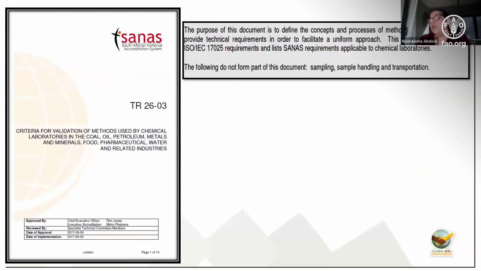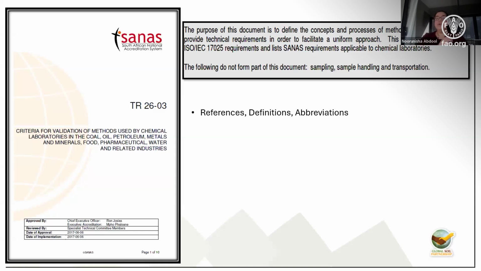I am now going to speak through. So in TR26, it gives you the purpose of the document, and it breaks down the ISO 17025 requirements for method validation. Very important, it does not handle sampling or sample handling and transportation. A lot of laboratories do not do that. It's not a service that is offered. But if you do offer it, that is something that has to be handled outside of your validation.